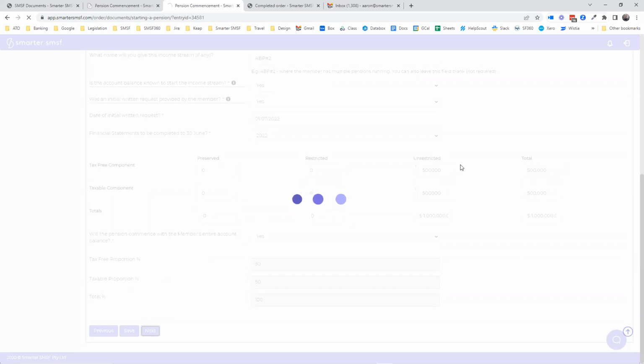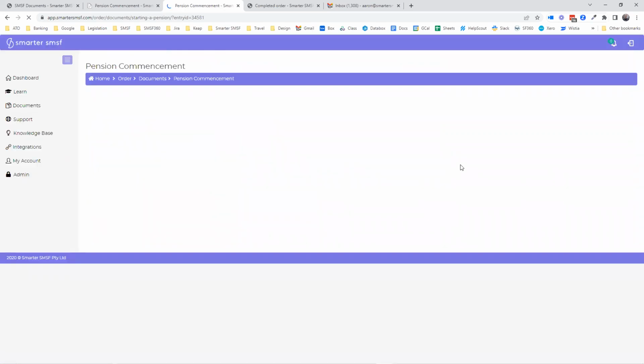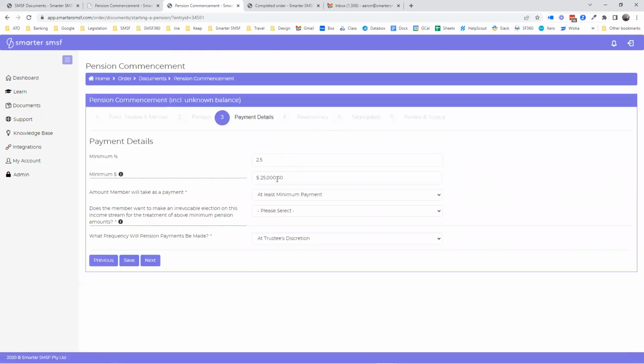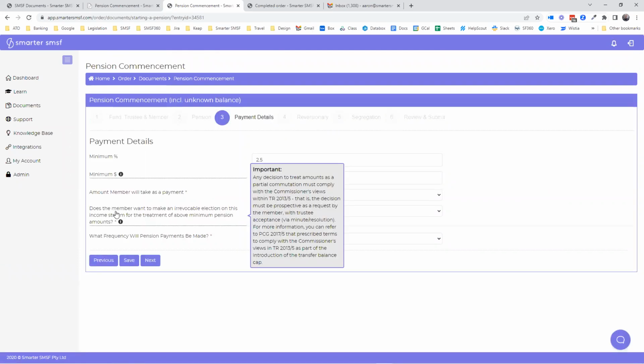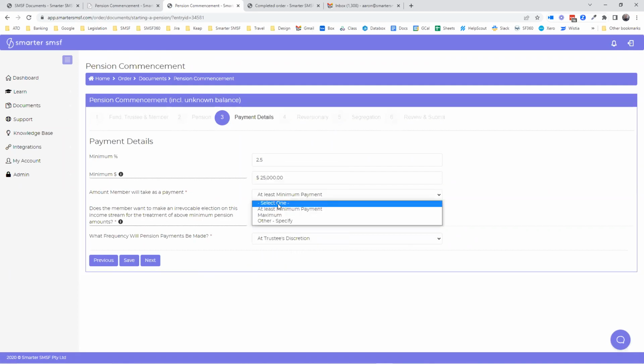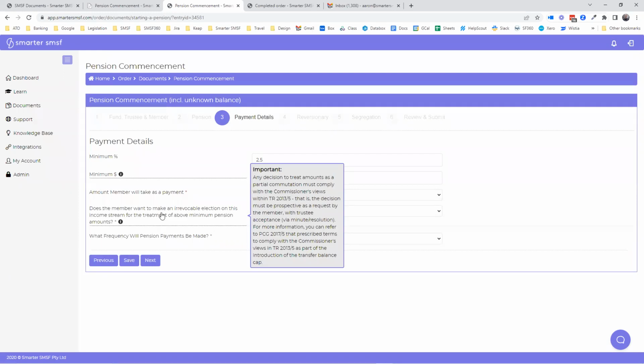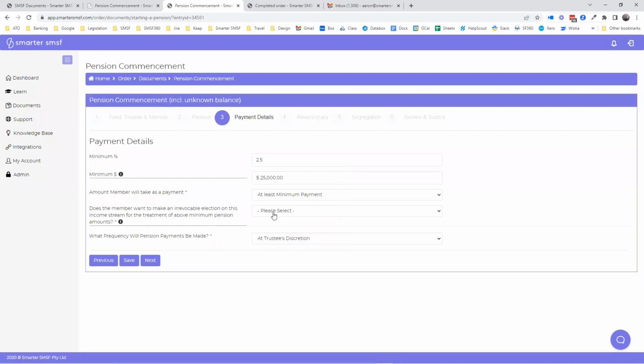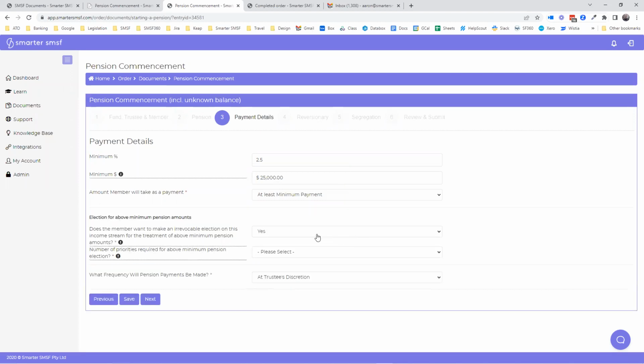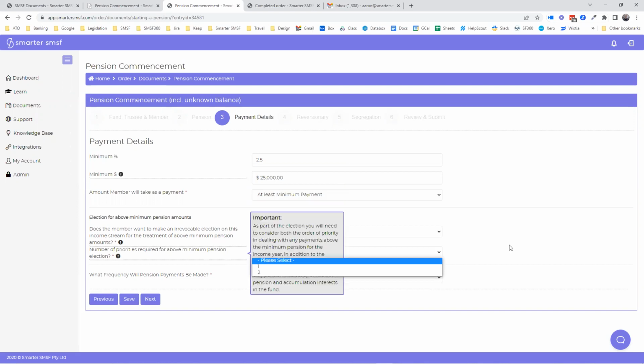And when we get over the page, we're then starting to look at the requirements of the pension level that is going to be drawn for the year. And again, specifically, in terms of our minimum reduction, does the member, because we're choosing an amount that is going to be at least the minimum, want to make an irrevocable election to treat this amount above the minimum? So if we say yes, well, then what we need to think about is, what order are we going to be treating those above minimum pensions? So what number of priorities do we have here in respect to the income stream?